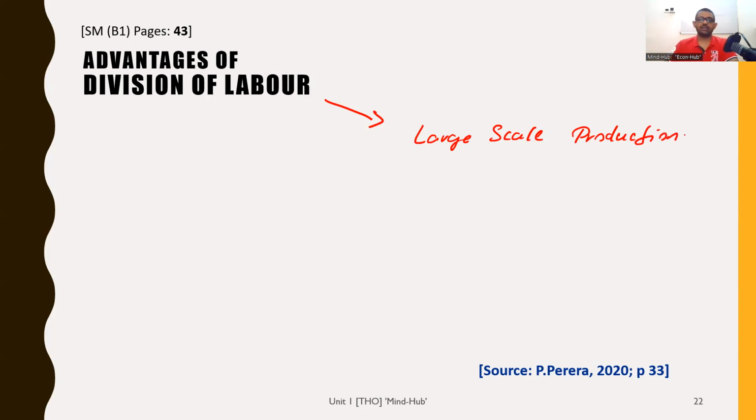Okay, large scale production. Only if you're engaging in large scale production does it make sense to practice division of labor, right? Now, before society started using large-scale production, something happened, a turning point in human civilization that led us to such big production economies, manufacturing economies in the world.